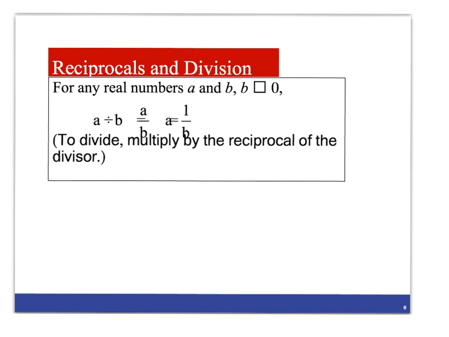Again, using your notes, for any real numbers A and B, B does not equal 0, A divided by B equals A/B, or A times 1/B. So to divide, you multiply by the reciprocal of the divisor. We're going to talk about that one.